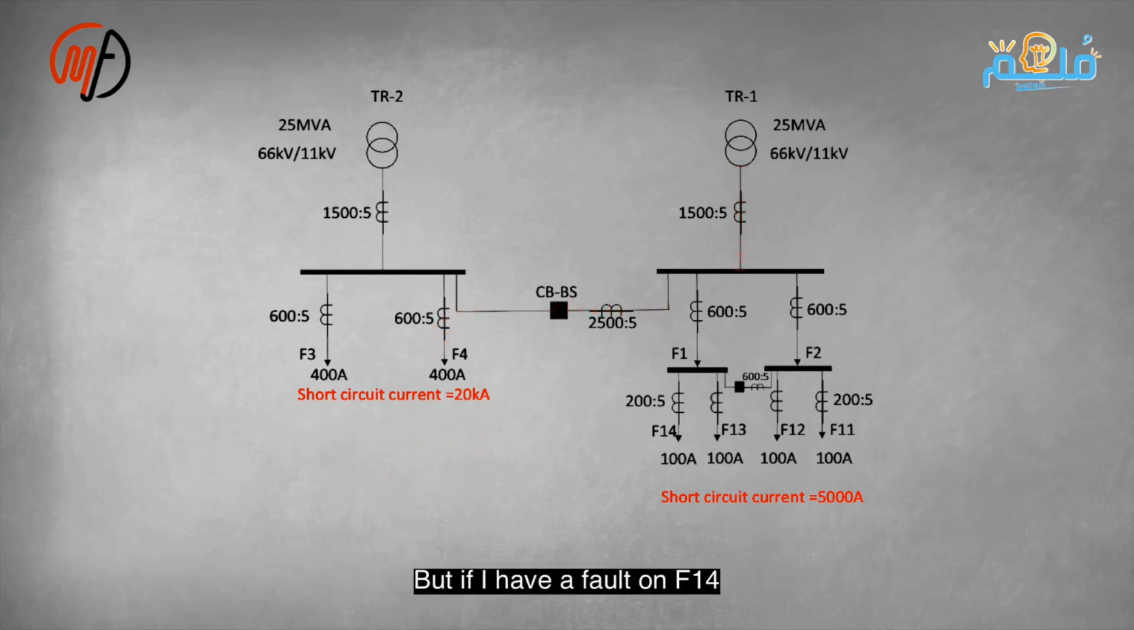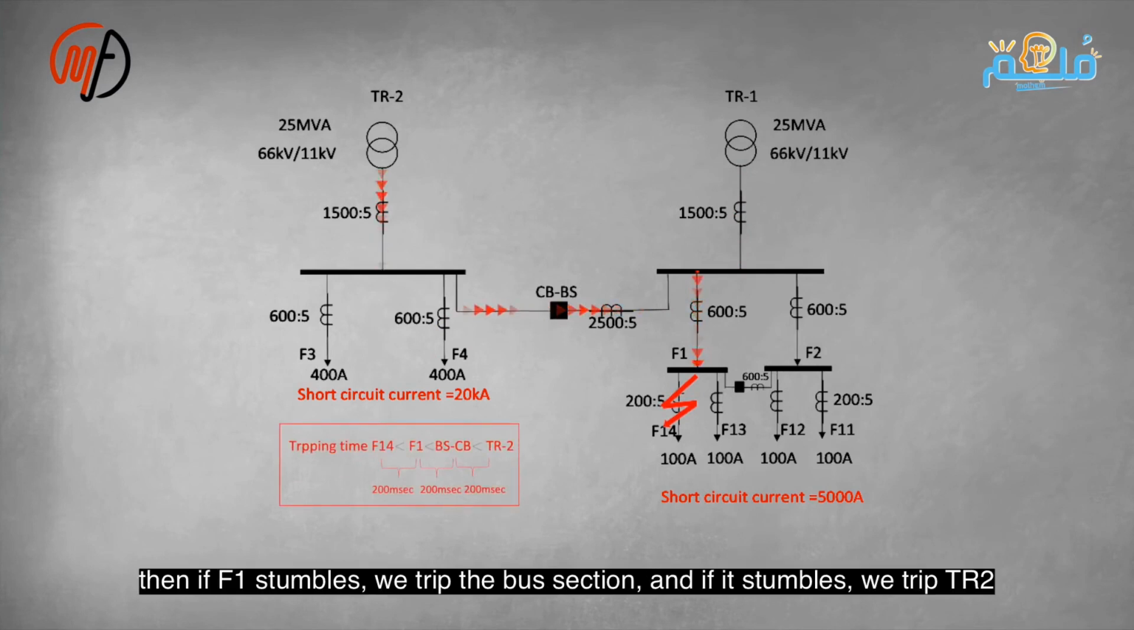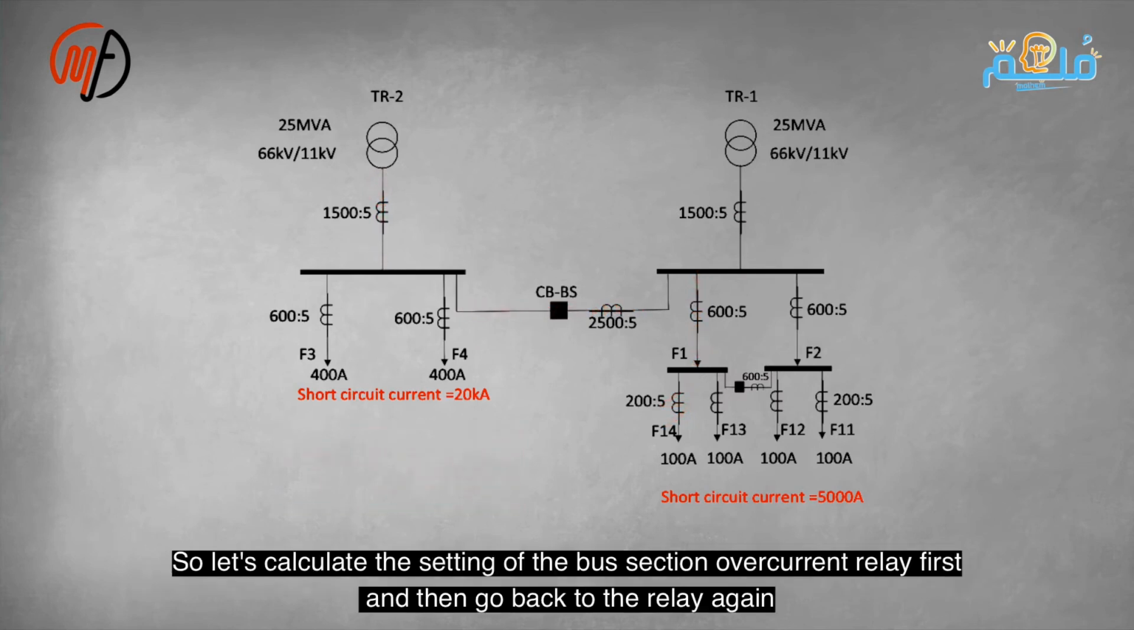Calculate the bus section overcurrent relay settings first, then return to the relay. Assume the maximum current. So F14 must trip first. If that fails, F1 must trip. If that fails, the bus section must trip, and if that fails, T2 must trip. Now let's calculate the settings for the bus section overcurrent relay first, and then we'll return to the relay again.